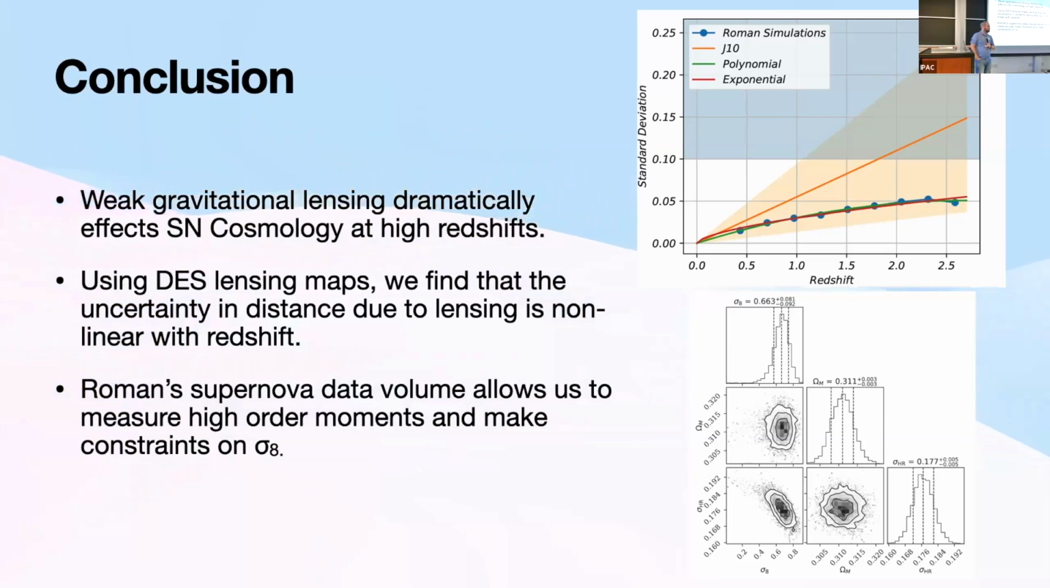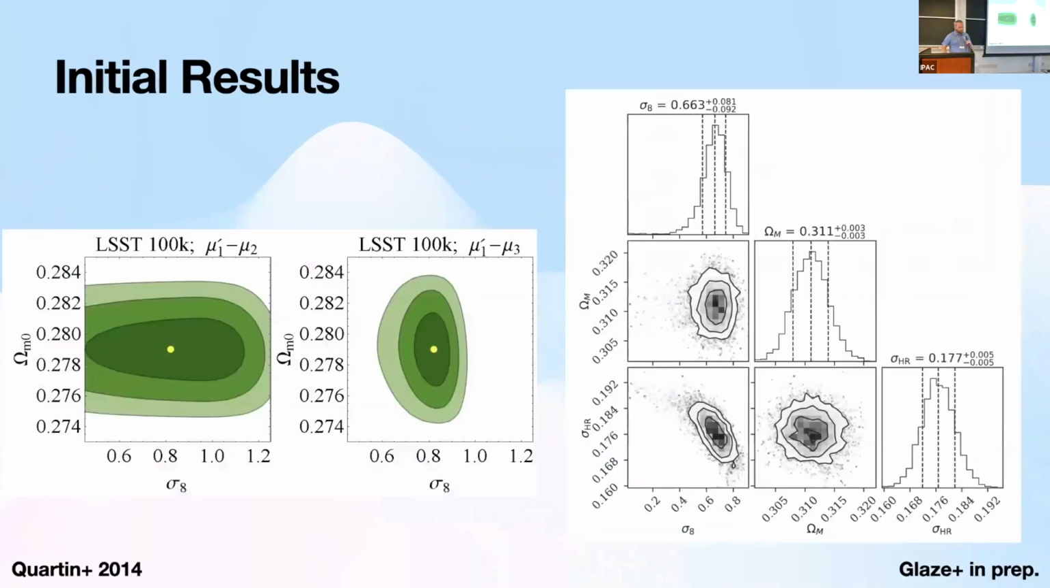Okay, so I have kind of a naive question. Is it the combined observations of Rubin and Roman that give you more constraining power on sigma 8? Or which one is it? These are just, the left is just using LSST sims, and the right is just using Roman sims. I see. But you can combine them and get a better constraint. Okay, cool.